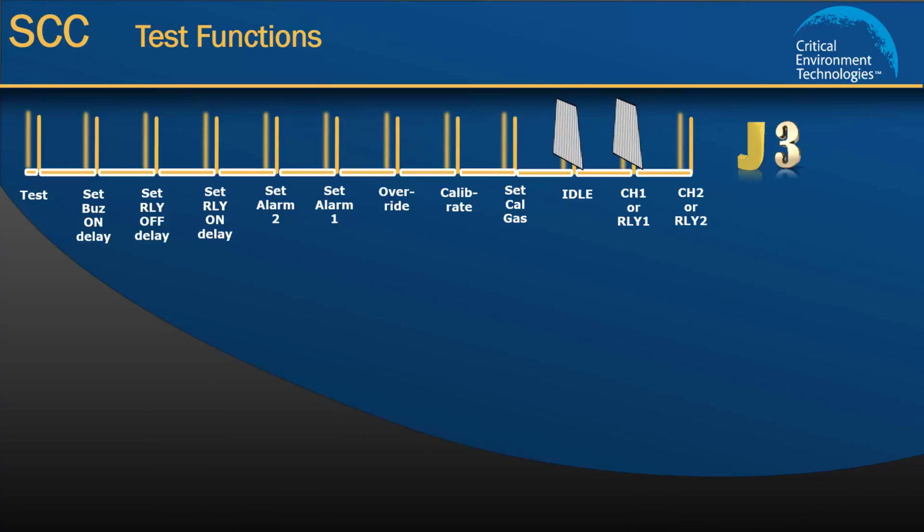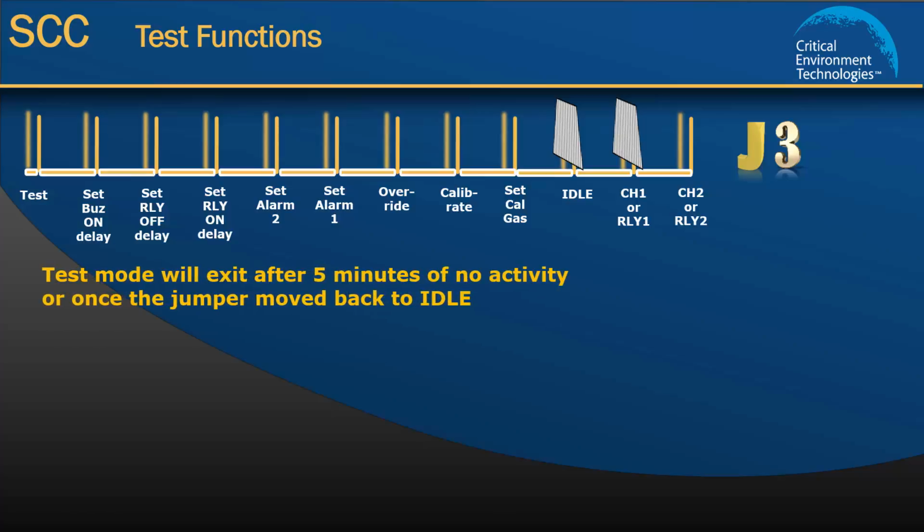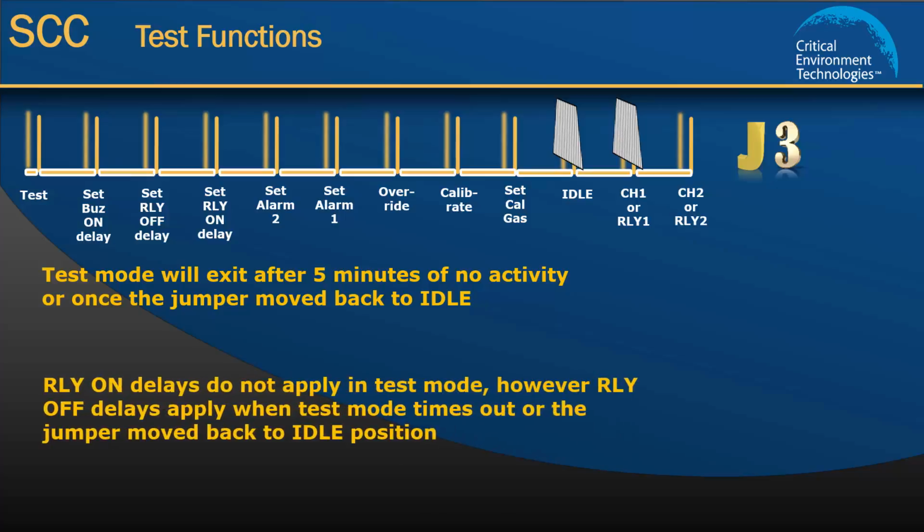Please note, the unit will automatically exit the test mode after 5 minutes of inactivity. Also, relay on delays do not apply when in the test mode. However, the relay off delays will apply when the test mode times out or the jumper is moved back to the idle position. This completes the instructions on adjusting alarm set points, setting relay on-off delays, and performing test functions in the SCC.